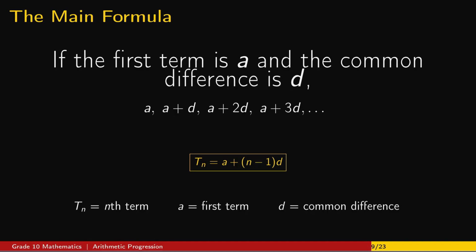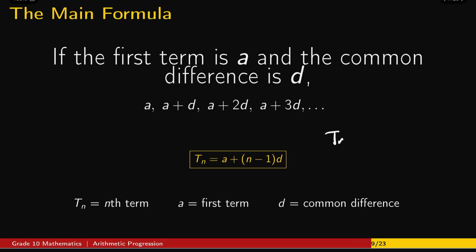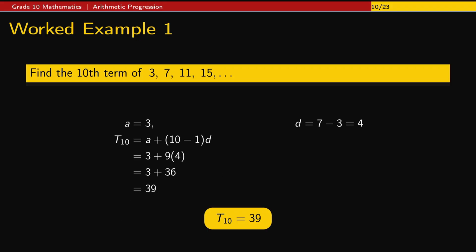What are you going to do? You are not going to find each term by term until you reach 30. We are going to use this mighty formula. So this t sub n here is the nth term, as you can see here, and a is the first term and d is the common difference.